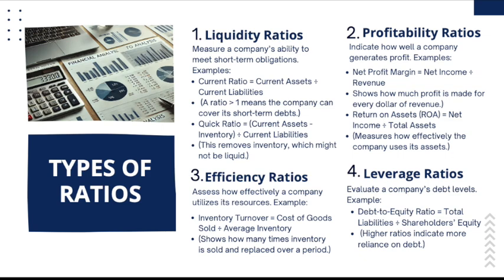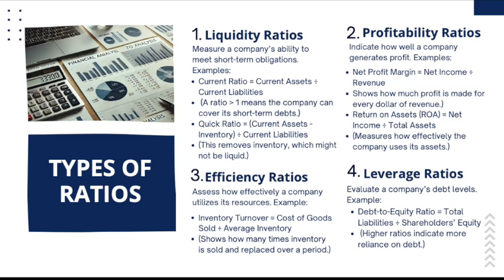Second is the profitability ratios. These reveal how efficiently a company generates profit. For example, net profit margin is the same as net income divided by revenue, and the return on assets is equal to net income divided by total assets.